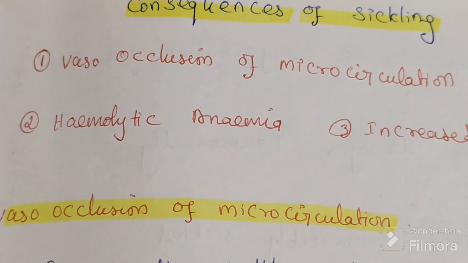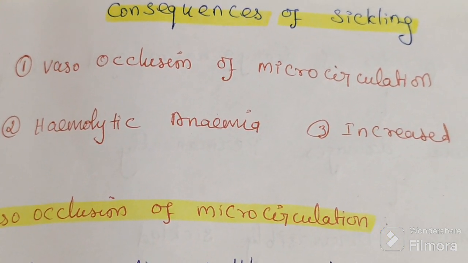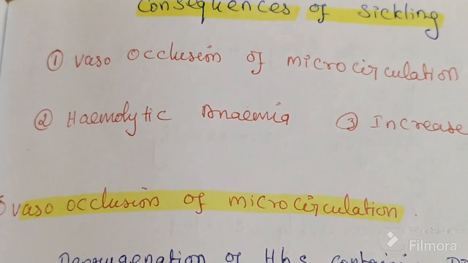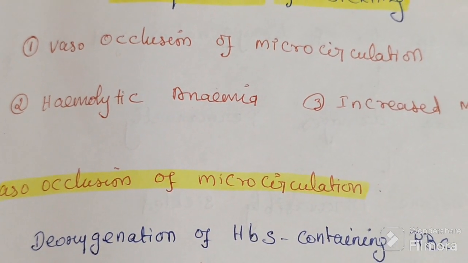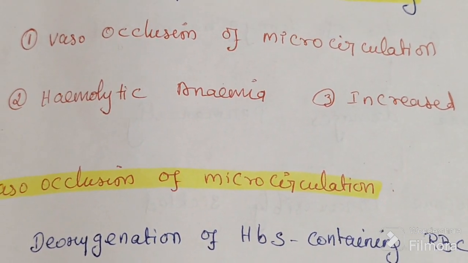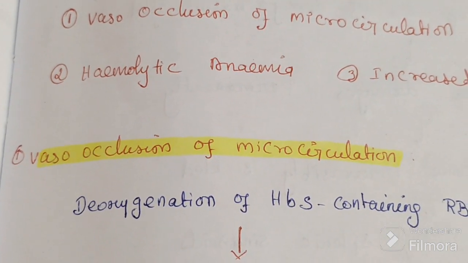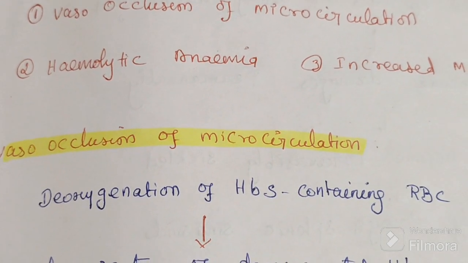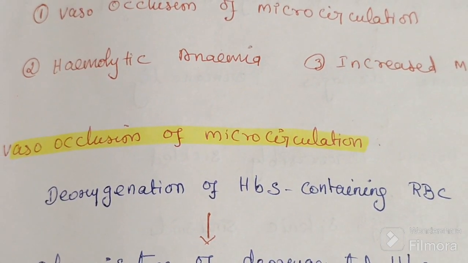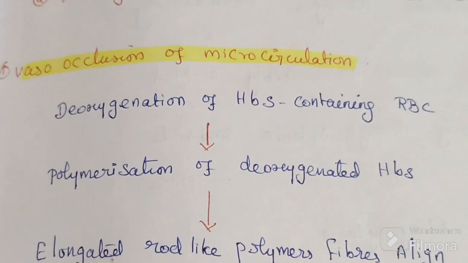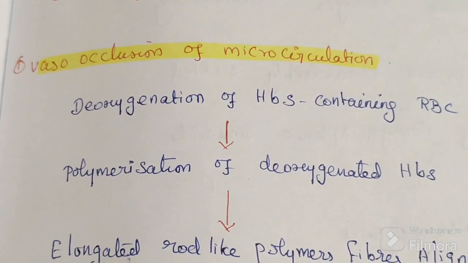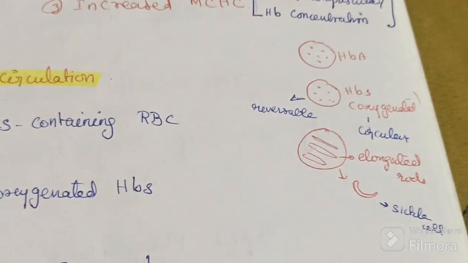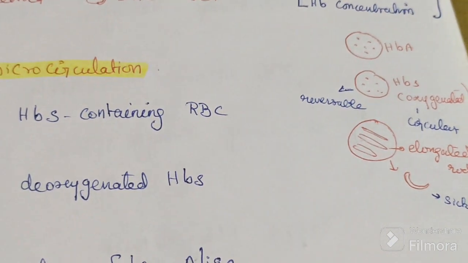So first one is occlusions of microcirculation. It will lead to vaso-occlusions of that microcirculation in the capillaries. It will lead to increasing MCHC, that is mean corpuscular hemoglobin concentration. That RBC is biconcave. We know biconcave RBC is converted into here. Okay, it will be converted into sickle cell shaped RBC.